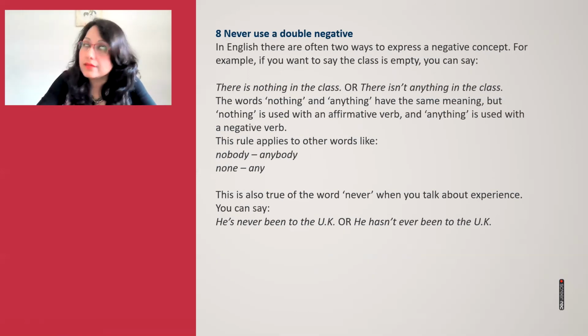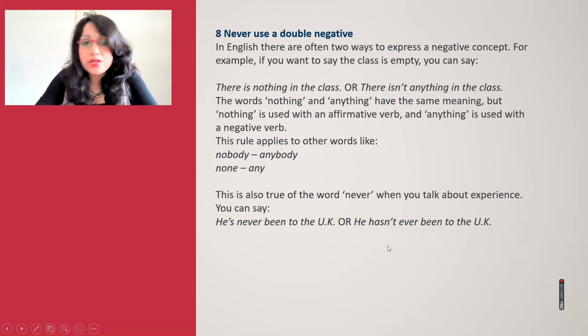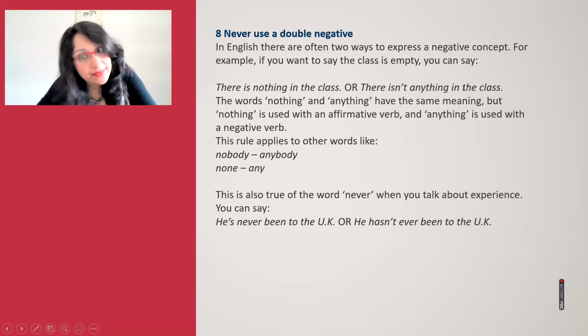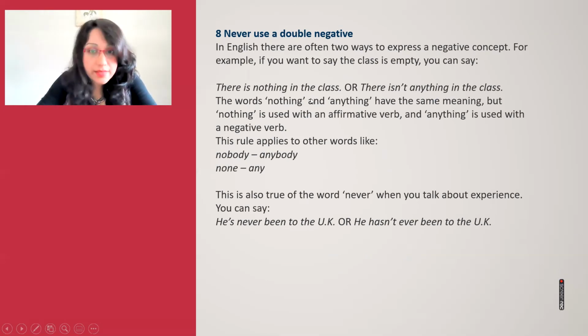And the last thing, oh my God, never use a double negative. Again, this one is, oh my goodness, I can't tell you how much my students always make this mistake. In English, there are often two ways to express a negative concept. For example, if you want to say the class is empty, you can say there's nothing in the class or there isn't anything in the class. The words nothing and anything have the same meaning, but nothing is used with an affirmative verb and anything is used with a negative verb.